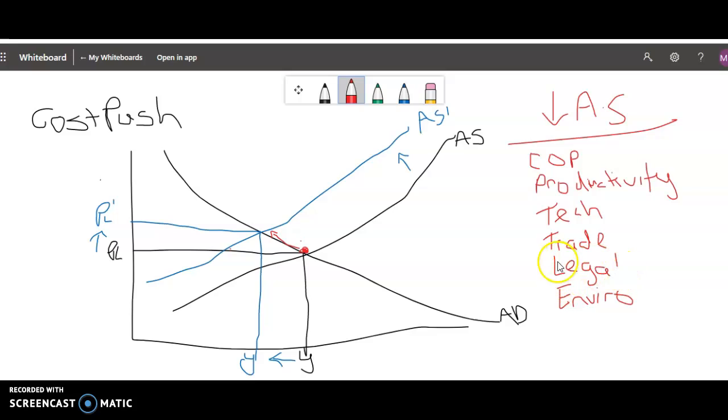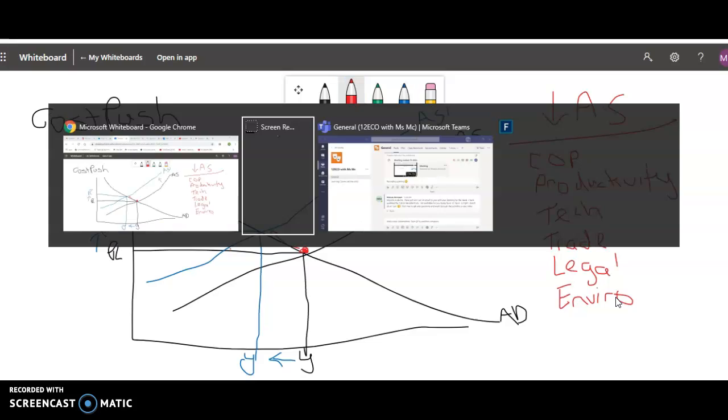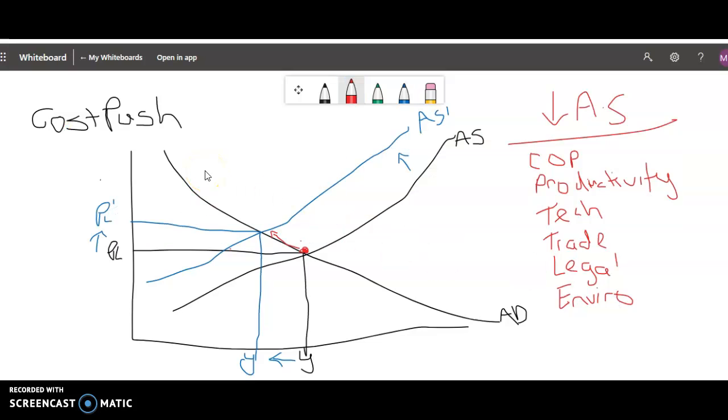So I'm just going to end with that because I know that a lot of you are trying to figure out what causes a decrease in AS. It always comes back to these things here. Okay, so ka kite for now. I hope that has helped you somewhat to understand what causes a decrease in AS and therefore what causes what we call cost push inflation.